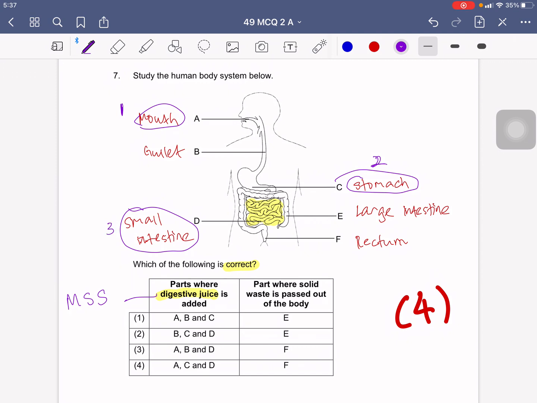Alright, so these are the 3 places where you have the digestive juice added. So that's A, C, D. Now A, C, D, the only option is 4. So answer should be 4. But let's continue to see the next column. Now they say part where solid waste is passed out. That's talking about this rectum already, which is F. Alright, so this is correct. So answer is 4.